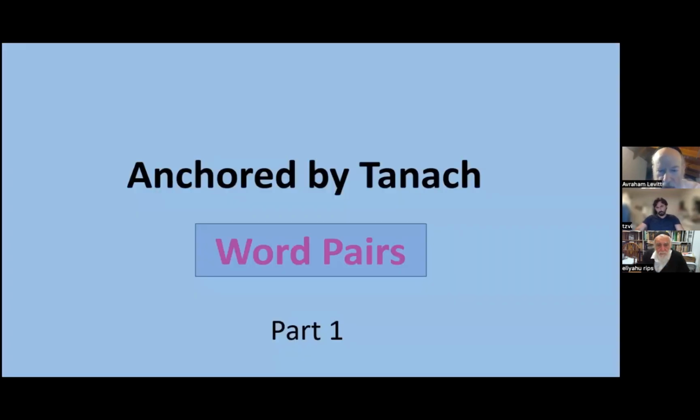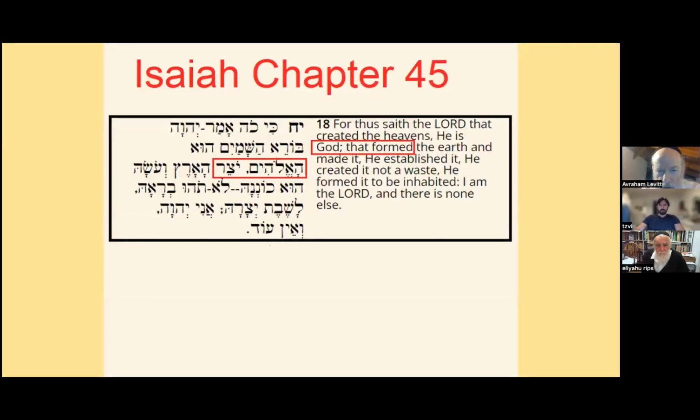So we can also look at word pairs, not just single words like zeal. And for word pairs, the first example is going to be using Elohim and Yotzer or Yotzar. Hashem created, Hashem formed or is forming. This was a word pair from Isaiah chapter 45.